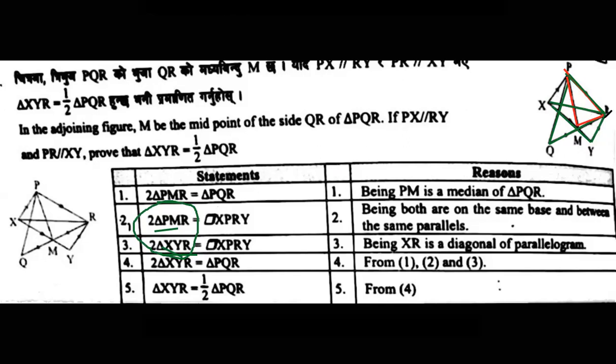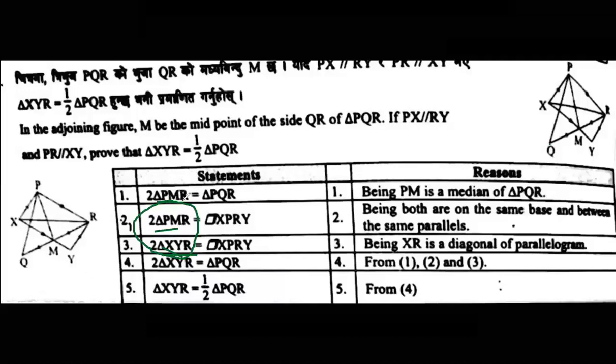This and this are equal to each other because they were standing on the same base and within the same parallel lines. So this parallelogram can be written as half of the big parallelogram, and then we replace it with the other. If this triangle is half of this, then this triangle is also half of this triangle. So XRY is also half. So we have replaced it. Just see over here.